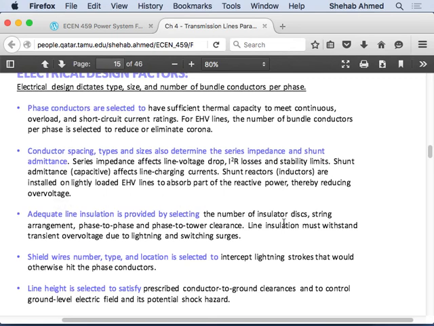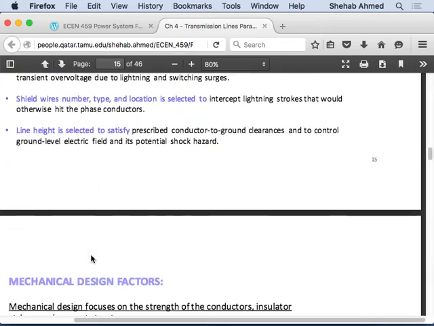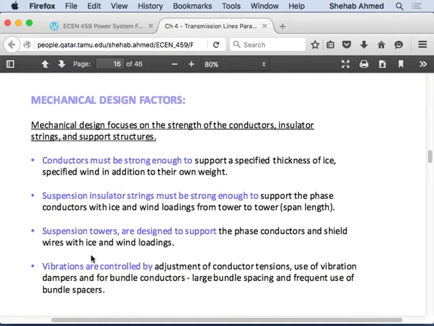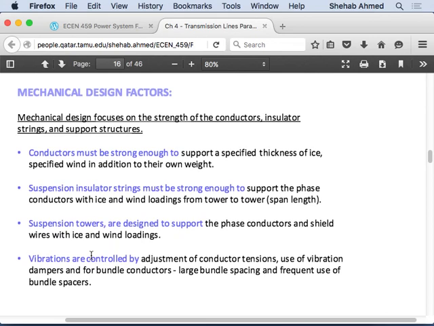Line insulation, we talked about insulator discs, shield wires, line height. So these are all electrical factors that affect transmission line design. Mechanical design factors are many as well. Conductors need to be strong enough, and the suspension insulator strings too. Not just the conductor needs to be strong, the insulator stack itself needs to be strong enough to be able to carry it.